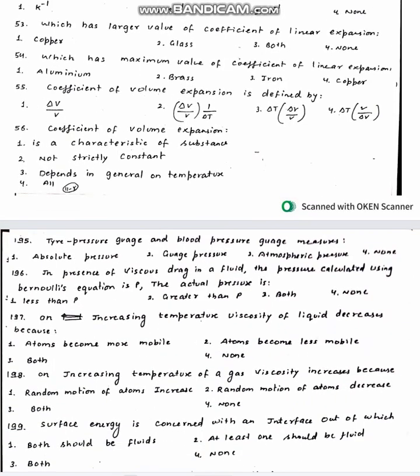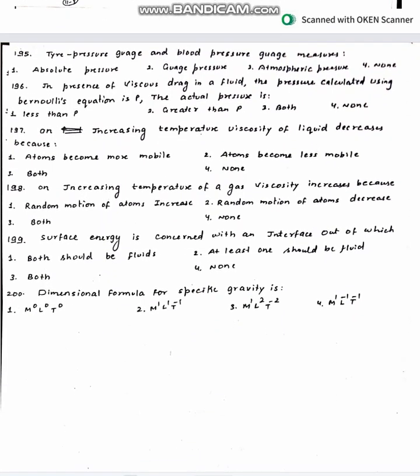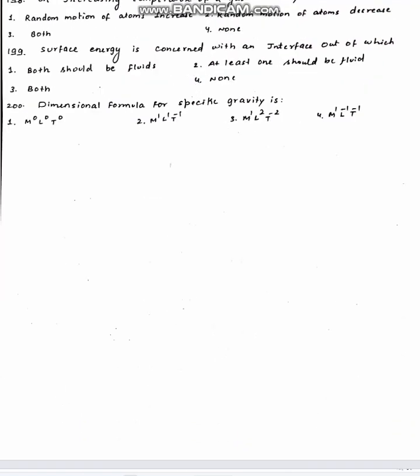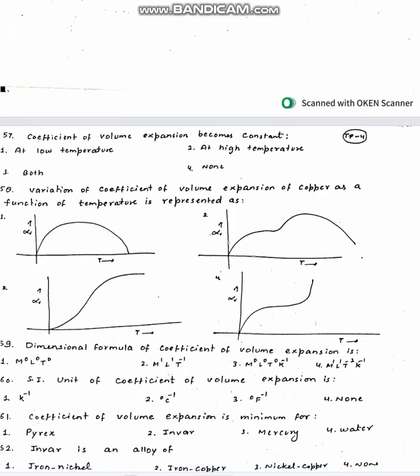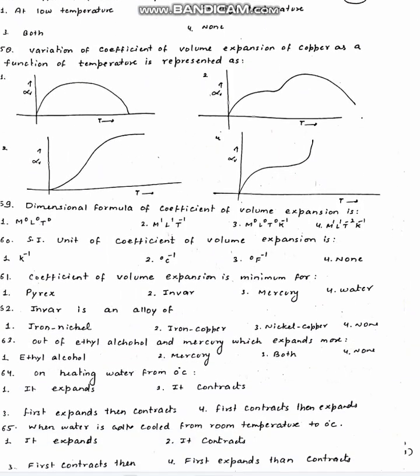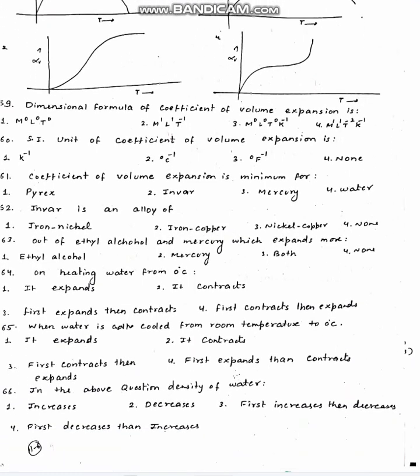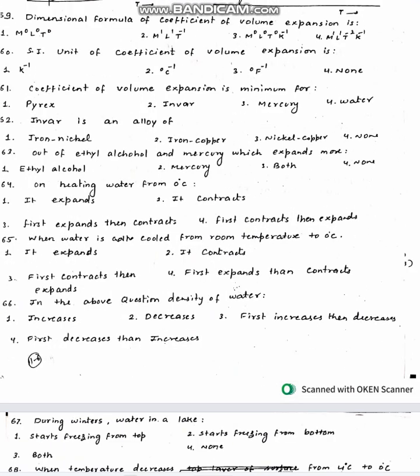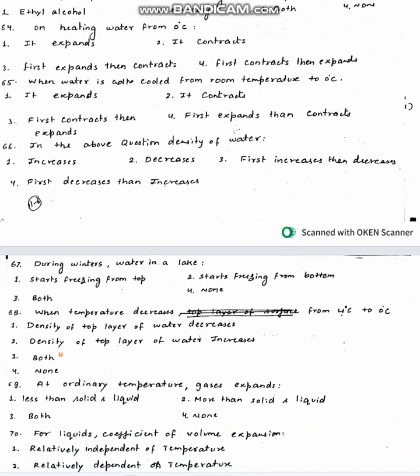Then volume expansion, then we have gauge pressure and absolute pressure. Then we have surface energy, dimensional formula for specific gravity, etc. Then we have coefficient of volume expansion, variation with temperature, dimensional formula, SI unit. Then values of coefficient of expansion, expansion on heating.